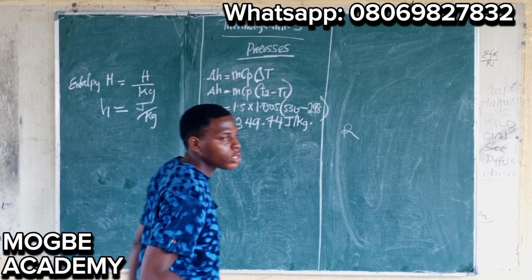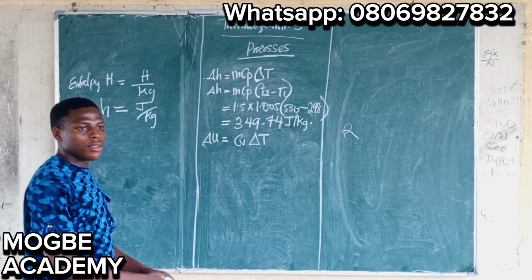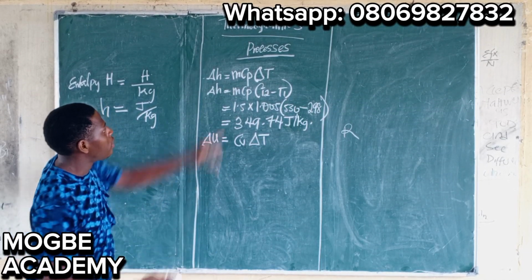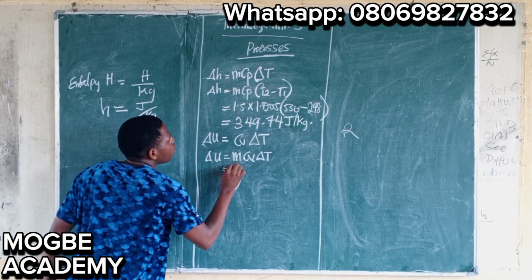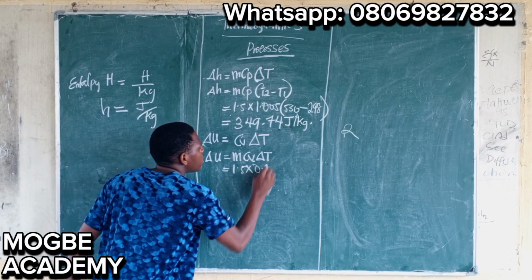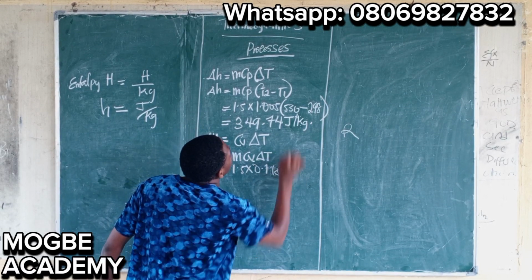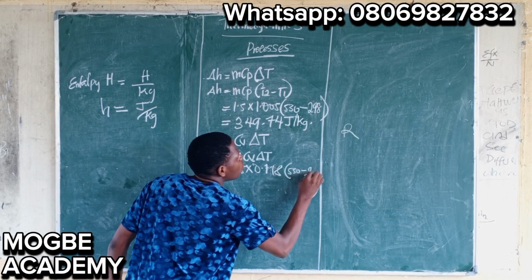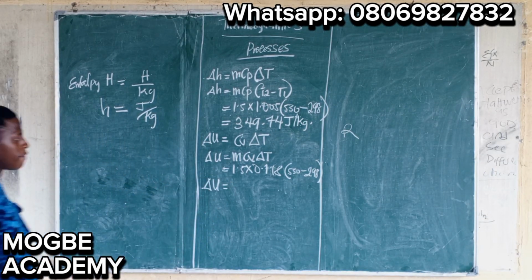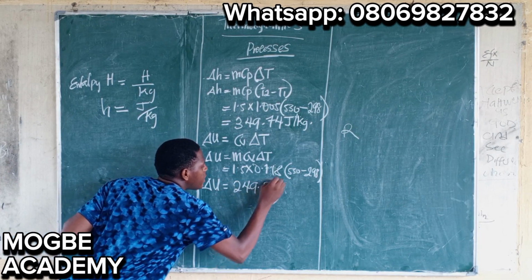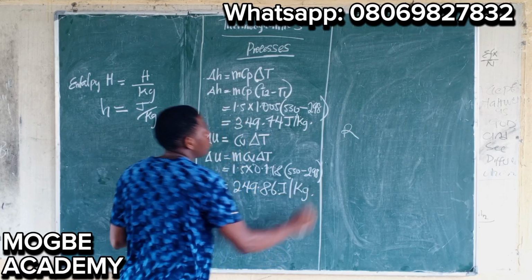Go back to your table. What's the formula? Cv change in T. We know Cv, so you have to put M because of the mass. So change in U is equal to M Cv change in T. We know our mass to be 1.5. Cv is 0.718. What's change in T? T2 is 530 minus 298. Now what is your change in U? 249.86. And what's the unit? Joules per kilogram.